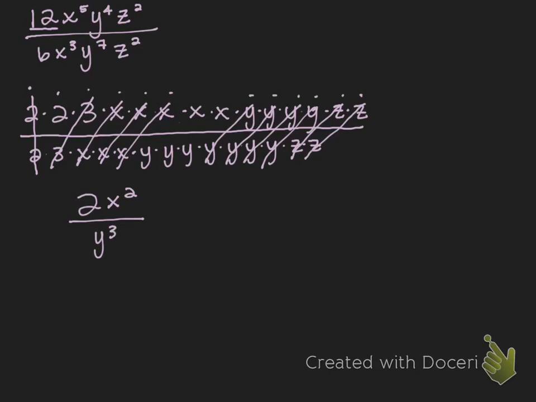So in reality, this expression started as 12x to the fifth y to the fourth z squared divided by 6x cubed y to the seventh z squared, and it simplifies down to 2x squared divided by y cubed. Hopefully you can start to see some shortcuts, but the nice thing is that expanding and simplifying will get you to the right answer every time.